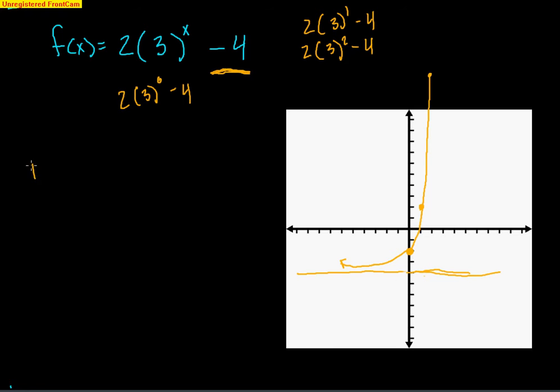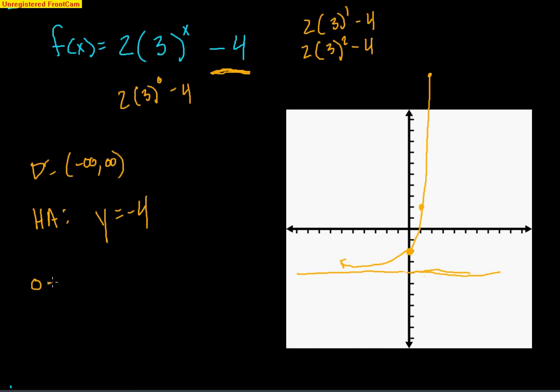My domain is still going to be negative infinity to infinity. My horizontal asymptote is now moved down 4. So it was 0, it's now down 4. So it's at y equals negative 4. Watch out now, we actually do have zeros in a function like this because you could clearly see that it does cross the x-axis. How do you find it?